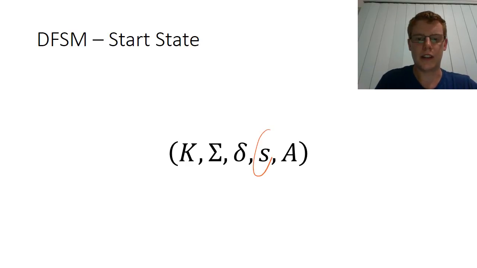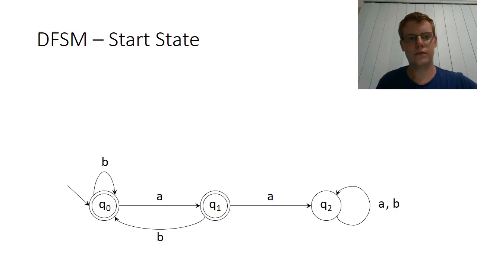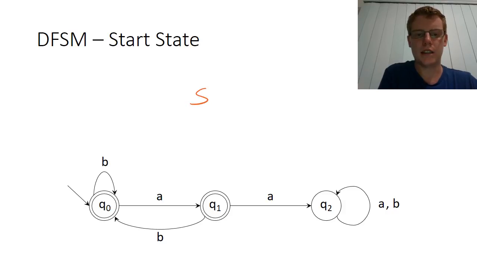The next element of our tuple is much simpler, S. S is simply the start state of the machine. So, for our example machine, S is simply Q0.